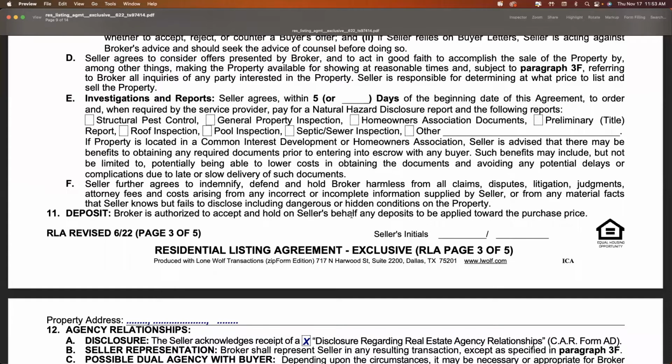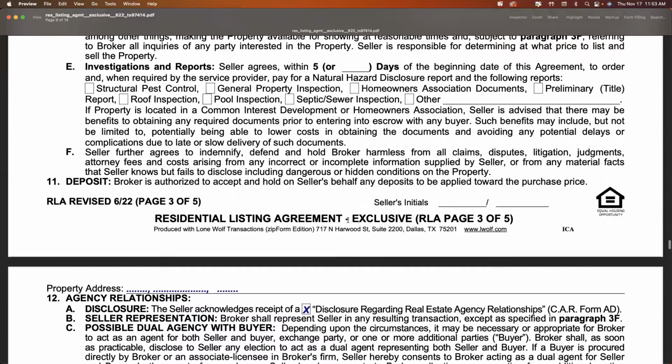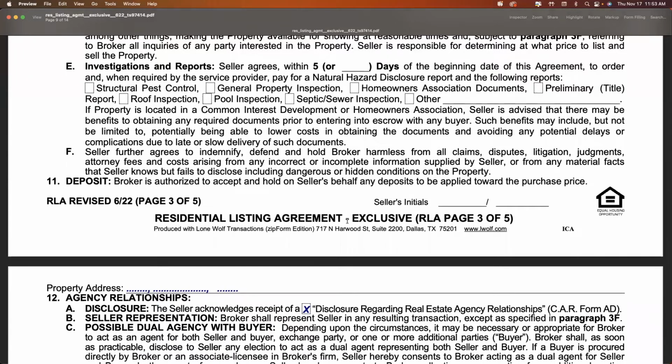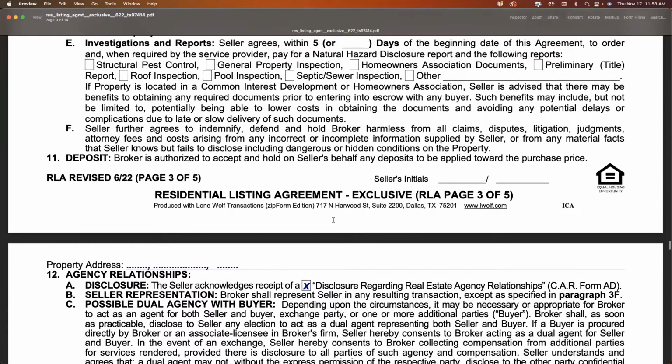Seller further agrees to indemnify, defend, and hold broker harmless from all claims, disputes, litigation, judgments, attorney fees, and costs arising from incorrect or incomplete information supplied by the seller, or from any material facts that seller knows but fails to disclose, including dangerous or hidden conditions of the property.